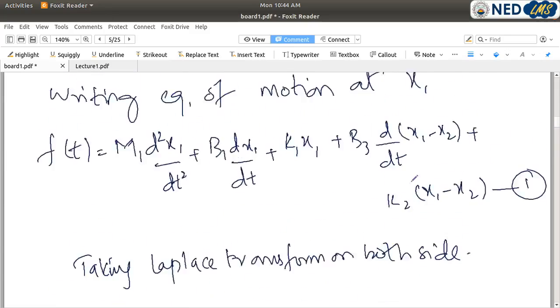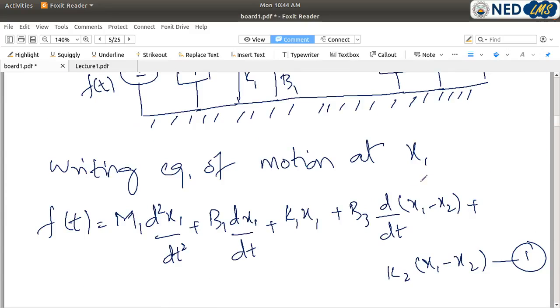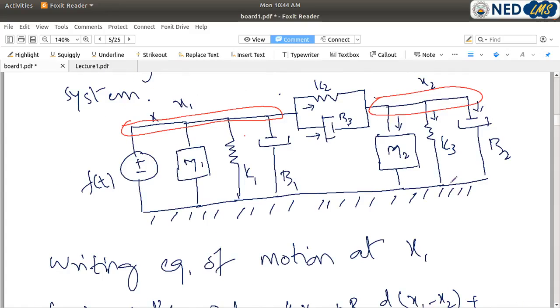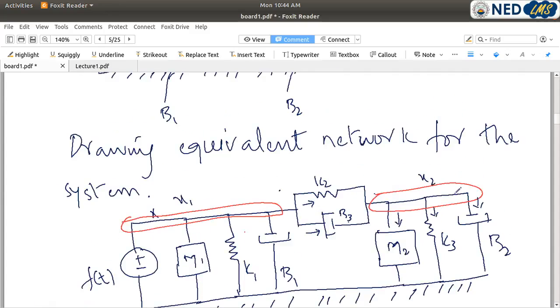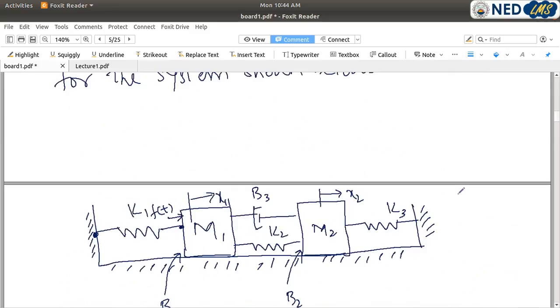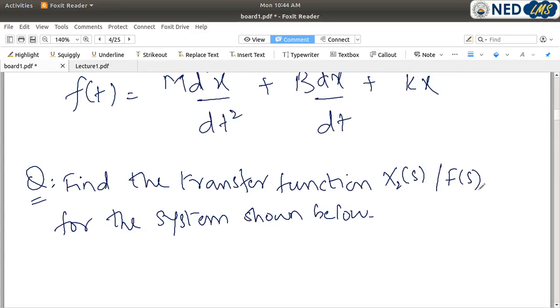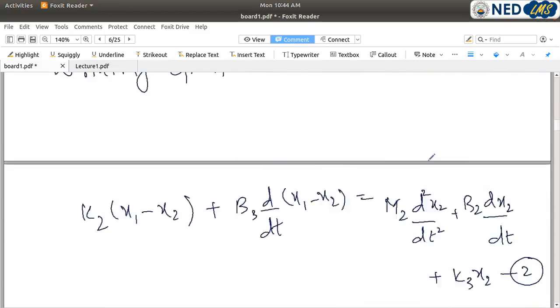Now we can solve these two equations by first taking Laplace transform on both sides of these two equations to arrive at the s-domain equation. And then we can solve the resulting equation to find the transfer function x2 over f. So I think you guys can solve these two equations.